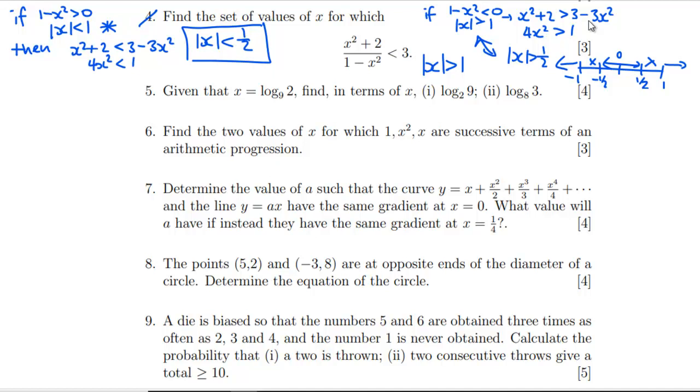Question 5, given that x is log base 9 of 2, then find these things. So if that is the case, then from our log definition, 9 to the x equals 2. So what we're trying to get here, base 2 now we need on this. So let's do log base 2 on both sides. So x log base 2 of 9 will be equal to 1. So in this case, we're just going to get 1 over x.